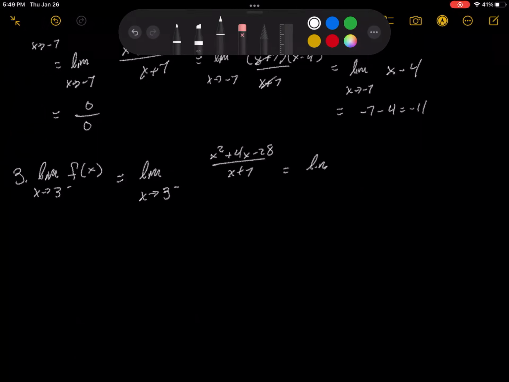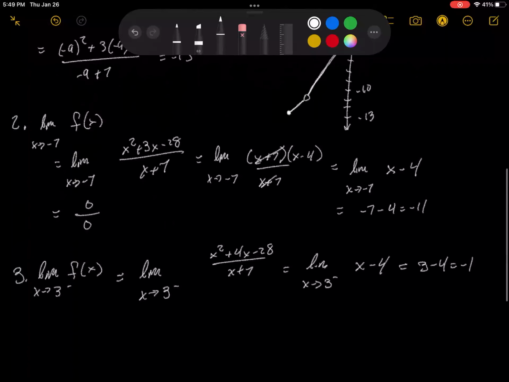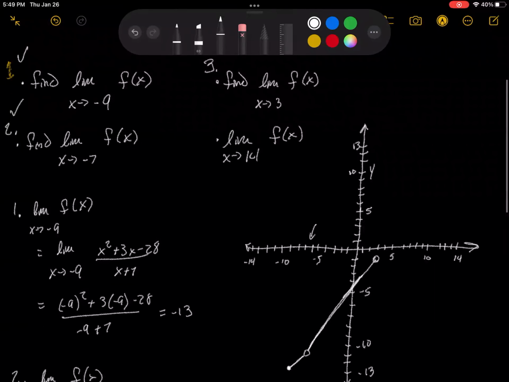Which is equivalent to the function x minus 4 at all points except at minus 7, which we don't care about because we're getting close to 3 from the left. This is 3 minus 4, which is minus 1. So the way that we did the picture is correct. That open circle right there occurs at a y value of minus 1.